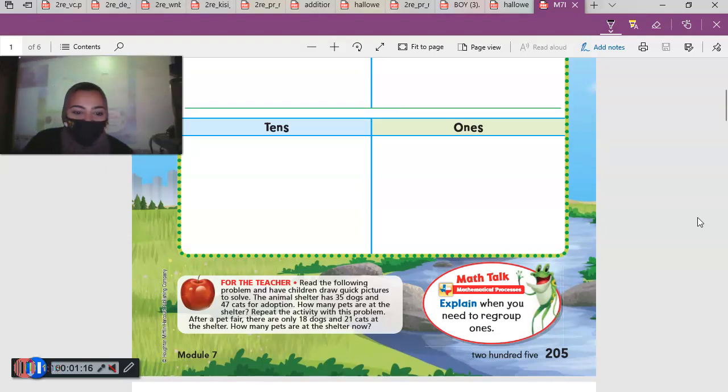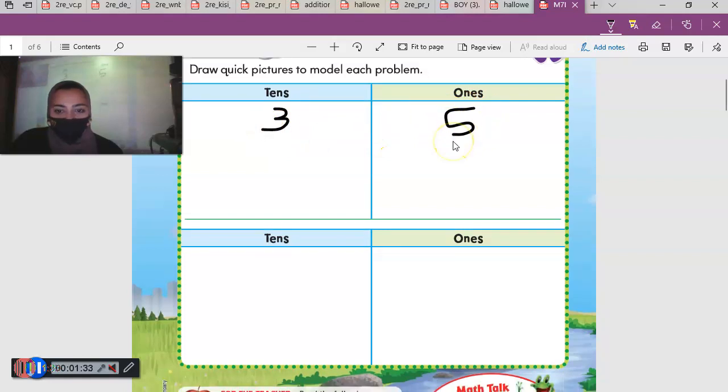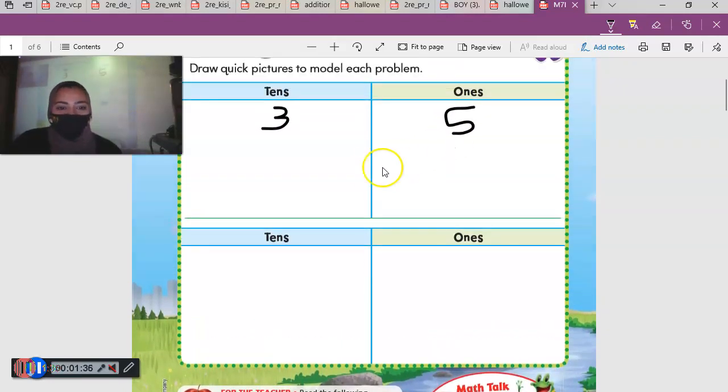All right, let's read the question. The animal shelter has 35 dogs and 47 cats for adoption. How many pets are at the shelter? So we have 35 dogs and 47 cats. Miss Yusuf, how come you wrote 47 like that? Because there's 4 tens and there's 7 ones in 47. Do you guys agree? There's 3 tens, there's 5 ones, and 35. Do you agree? Yeah. I think so too.